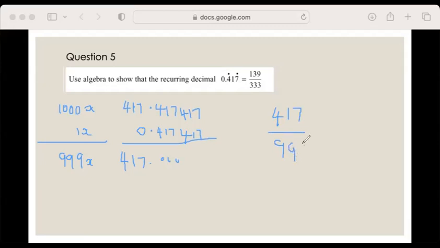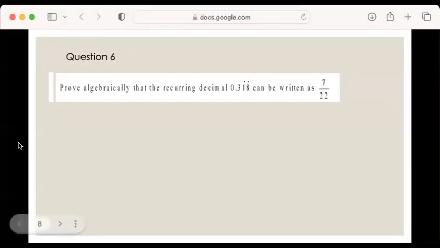Now, instead of multiplying, this time we can divide. We can divide both top and bottom by 3. 417 divided by 3 is 139. And 999 divided by 3 is 333. And once again, we have proved what they have asked us to prove. Right, now try question number 6 and then check the answer later on once you have done. So please pause the video and try question number 6.